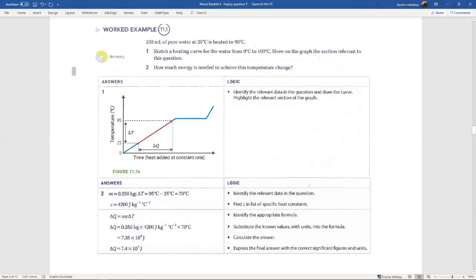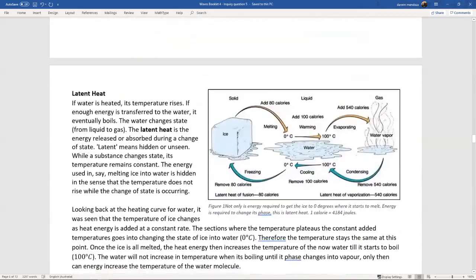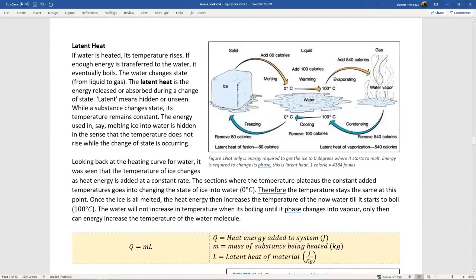I know my equation. I substitute in my values and I solve, and I find out that it's 7.35 times 10 to the power of 4 joules, which I need to add to this water to heat it from 25 degrees all the way up to 95 degrees. So that's specific heat. Okay, the other concept is latent heat.